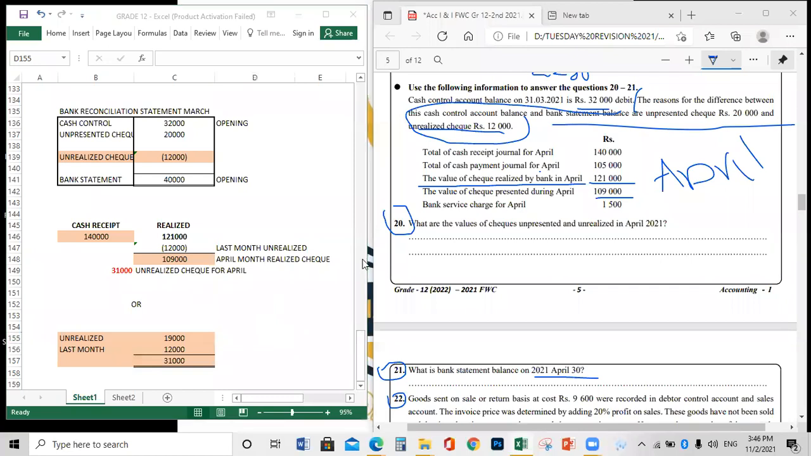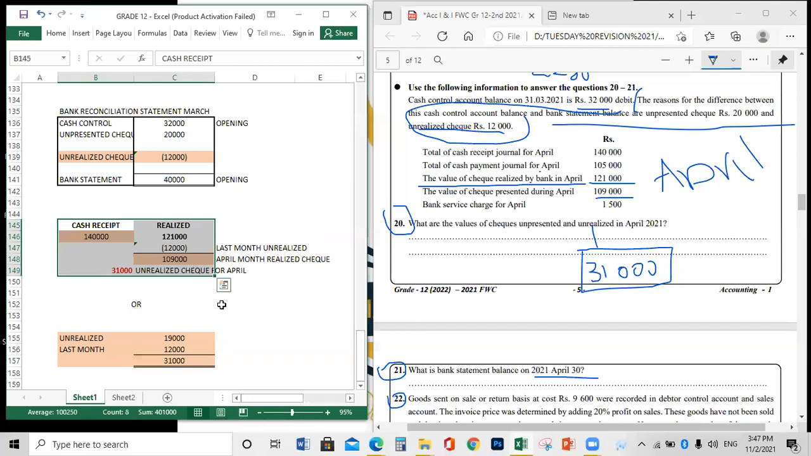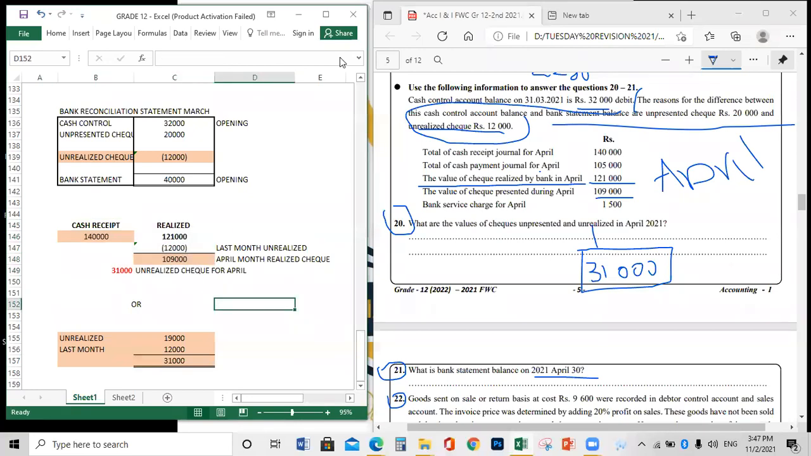Okay, so now see, they're asking what is the value of unrealized check. Unrealized check is 31,000, not 19,000, because you have to take 19,000 and add the 12,000 of the last month to get 31. So the answer is 31. Now I'll give you all 2 minutes. Can you find me the unpresented check? Like what I did just now, can you all find me the unpresented? I want everyone here to get the answer.